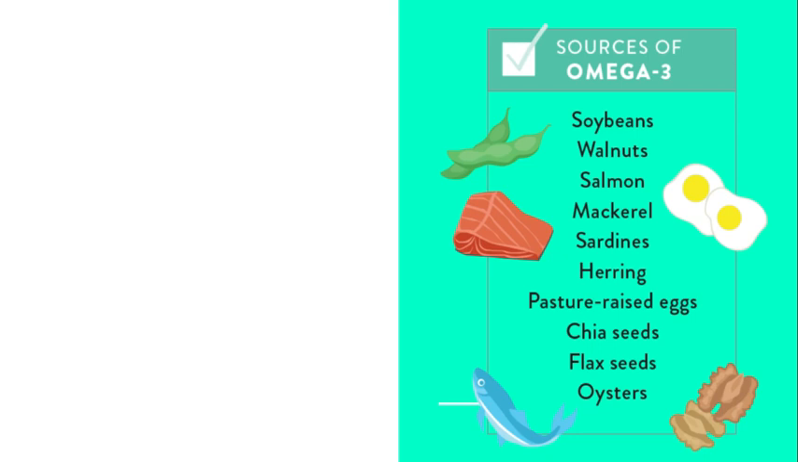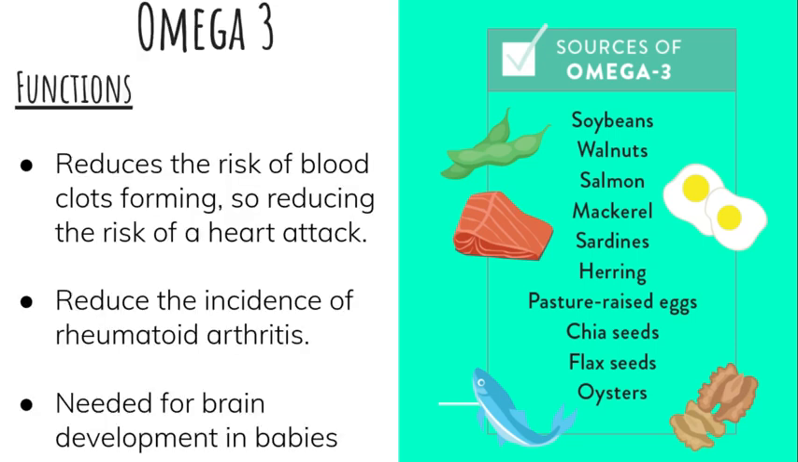So the food sources of omega-3, first of all, are oily fish such as salmon, mackerel, sardines and herrings, and soya beans and walnuts are good examples as well. Omega-3 is essential in the diet because it reduces the risk of blood clots forming, so it can reduce the risk of heart attacks.